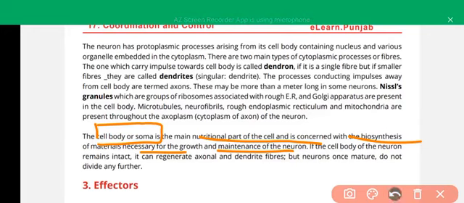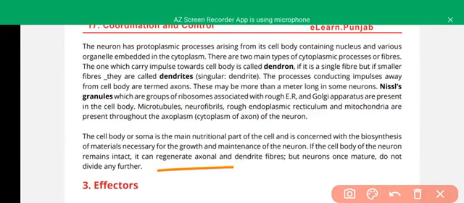If the cell body of the neuron remains intact, it can regenerate axonal and dendrite fibers, but neurons once mature do not divide any further. Keep in mind that there is no cell division in mature neurons. There are no centrioles in these, and there is no division. But if the cell body is intact, the neurons can be regenerated with their processes.